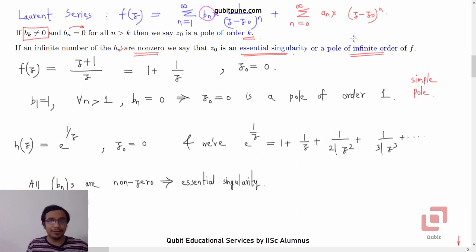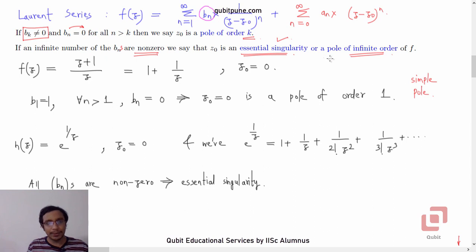I mean the definition of pole of infinite order follows from the pole of order k. Meaning, we will always have finitely many terms in the Laurent series expansion of those functions around the pole z equal to z0. We will call them pole of order k. And if we have infinitely many terms in the principal part or the singular part, we will call it an essential singularity.